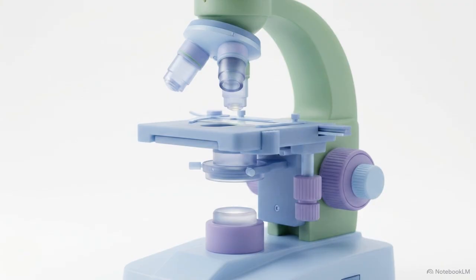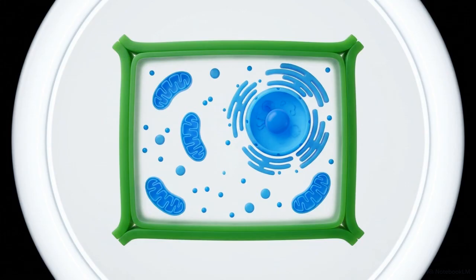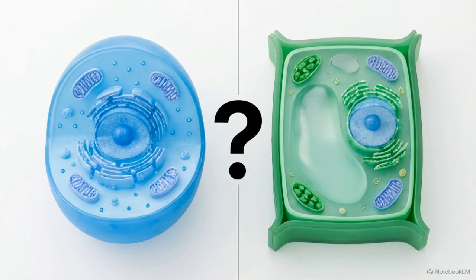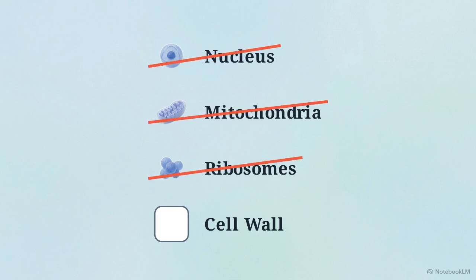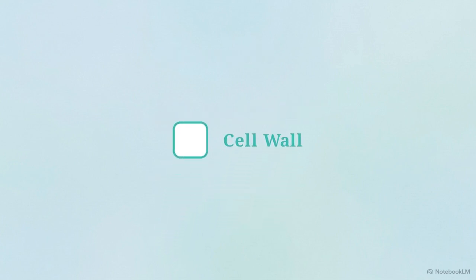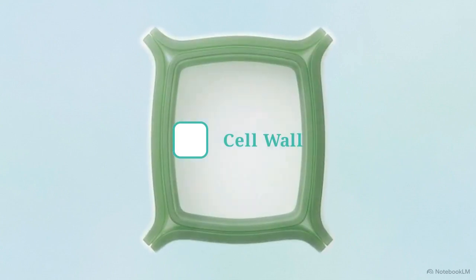Let's test that logic with a diagnostic scenario. A scientist looks through this microscope lens and identifies 4 specific structures: a nucleus, mitochondria, ribosomes, and a cell wall. Based strictly on this specific combination of structures, is the scientist looking at a plant cell or an animal cell? The nucleus, mitochondria, and ribosomes are all universal to both cell types. Because they appear in every eukaryotic cell, they are useless for distinguishing one from the other. The identification relies entirely on the final item. Since animal cells never possess a cell wall, its presence confirms that this specimen is a plant cell.